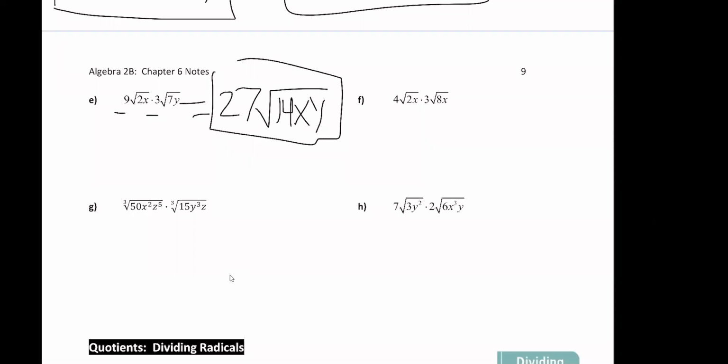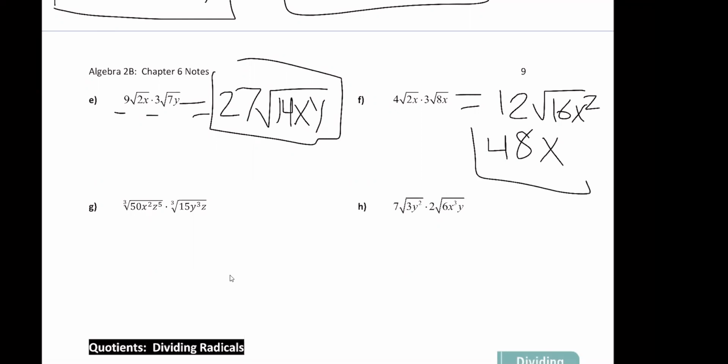So maybe I'll just do F because maybe E wasn't very satisfying. This would be 12 square root of 16x squared. So now you can simplify this. The square root of 16, hopefully you recognize that. That would just be 4. So 12 times 4 would be 48. And then the square root of x squared would just be x. You basically have nothing left over. So if you don't have anything left over, you're just not going to have a radical.